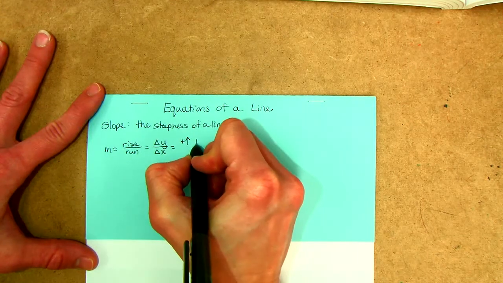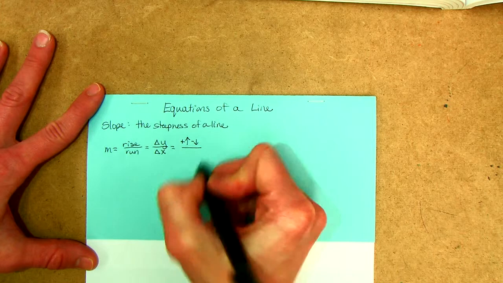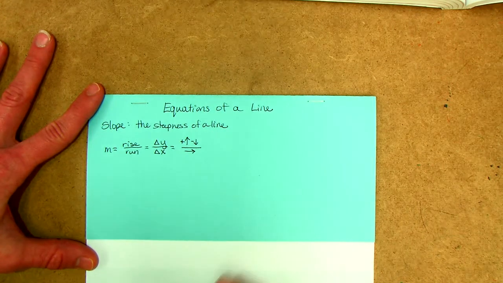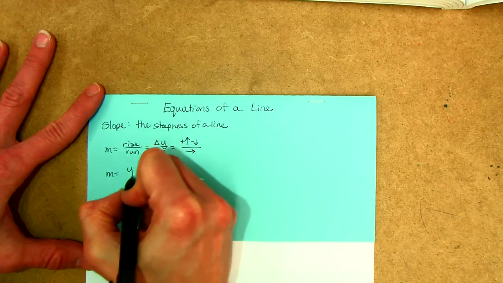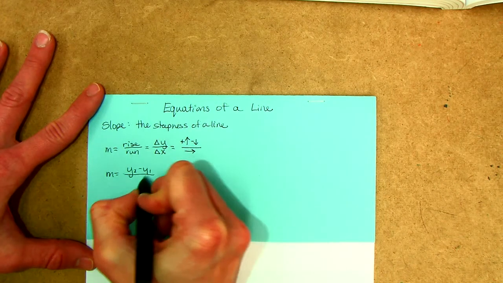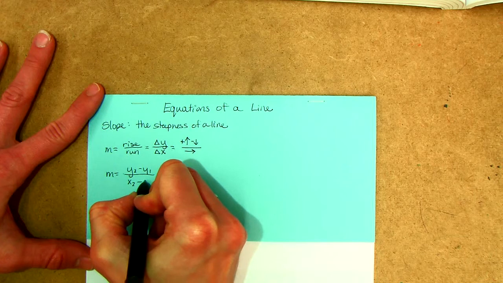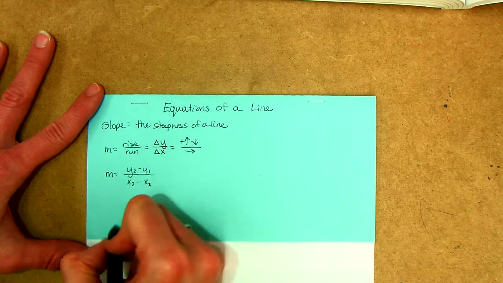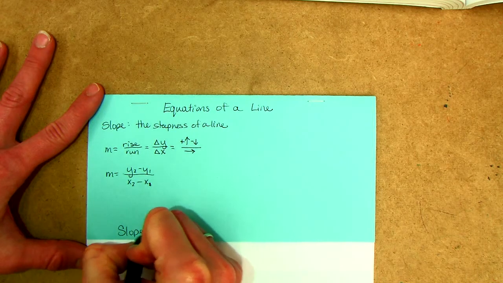Okay, we have a formula. If you have 2 points, it is y2 minus y1, the hardest part, remembering that the y goes on top, over x2 minus x1. Oops, x1. That is slope, which is m.